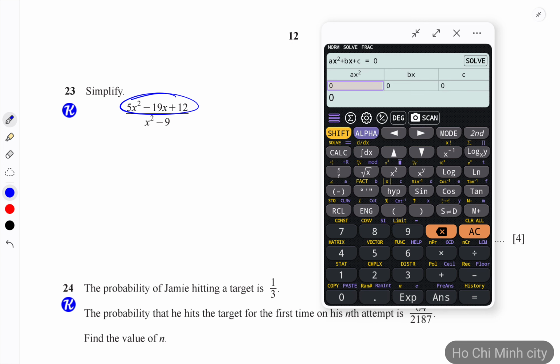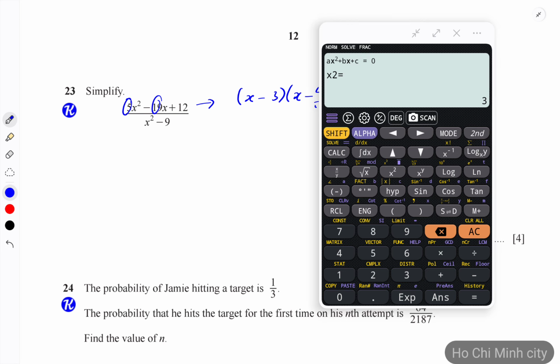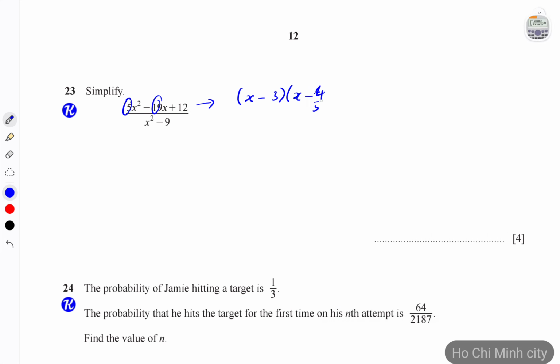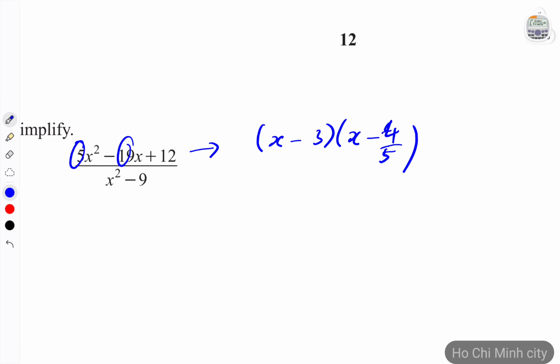So we have to input the coefficients, so 5, negative 19, and plus 12. We have 4 over 5 and 3. All right, so it means that this one has the factors x minus 3 and x minus 4 over 5. But we need the coefficient of x to be 5, so we times 5 into this.